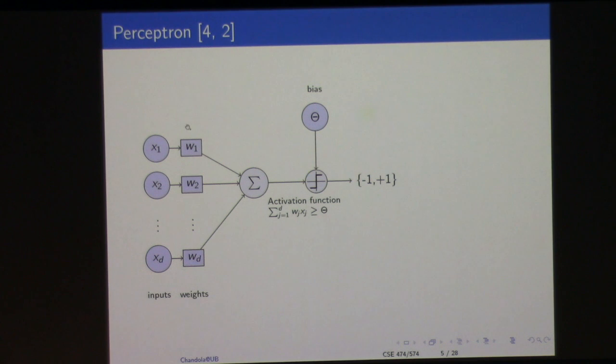There is also, and later we will see a variant of this, an unthresholded perceptron in which there is no activation function. There is no thresholding. All you get is a real number out as an output. Okay. Any questions so far?